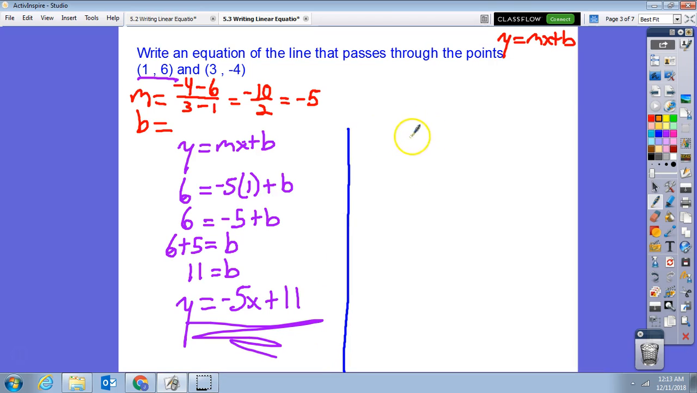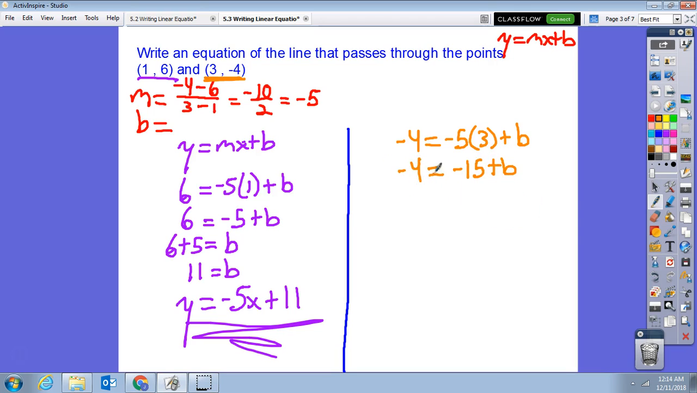So the same thing happens even if you use the other point. Even if you use 3, negative 4, you can plug in negative 4 for y. Your slope is still negative 5 no matter what. Plug in 3 for x. And don't plug in anything for b. Find b. Negative 5 times 3 is negative 15.